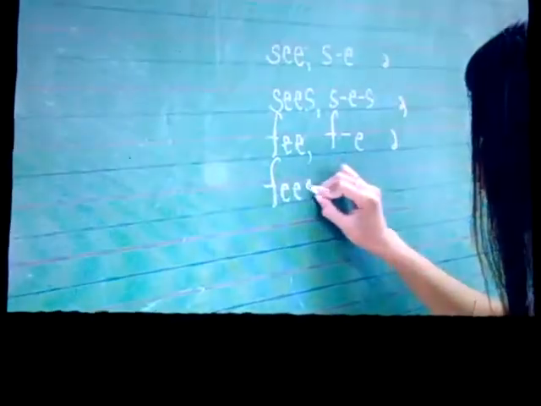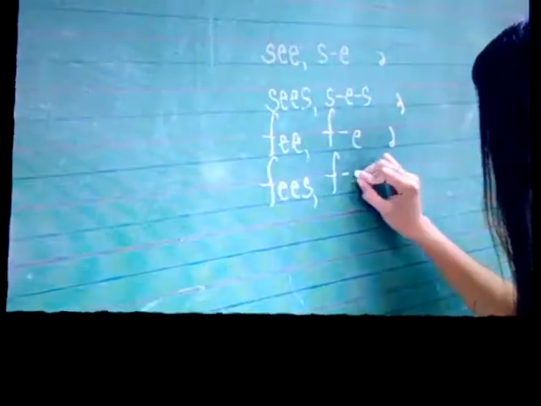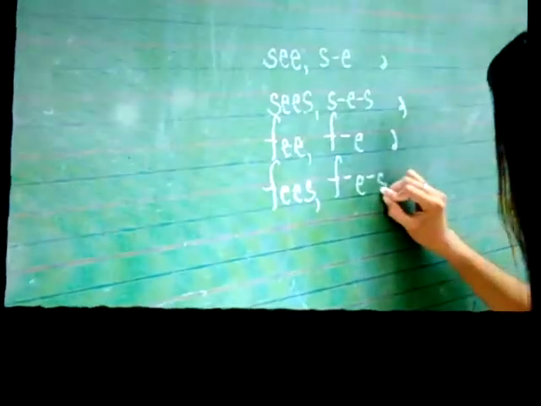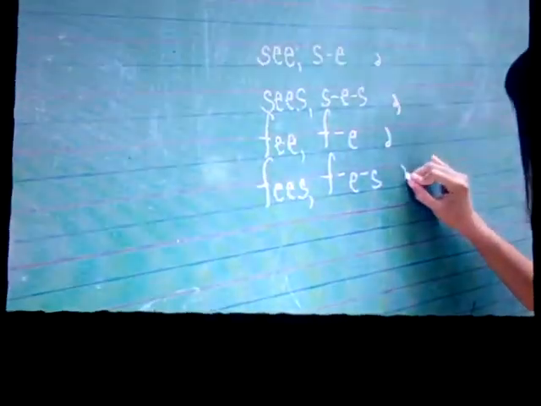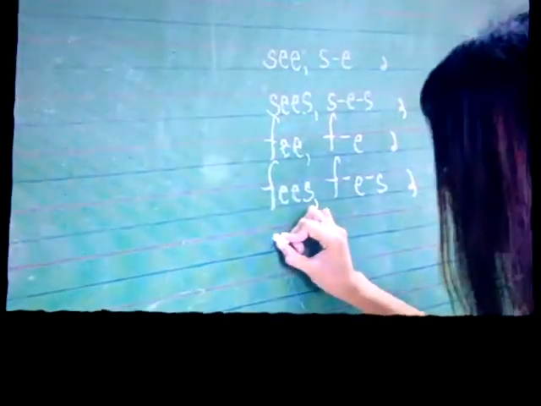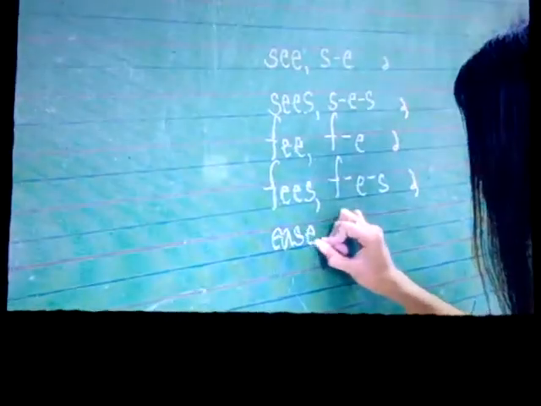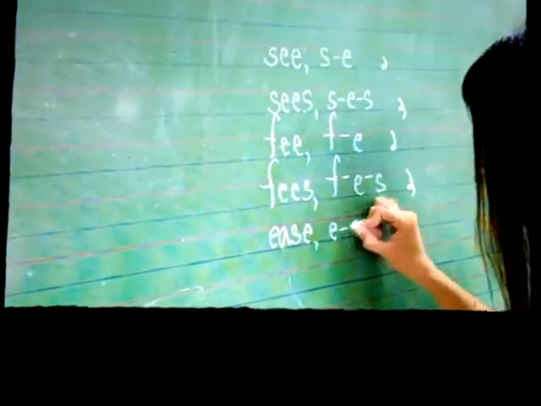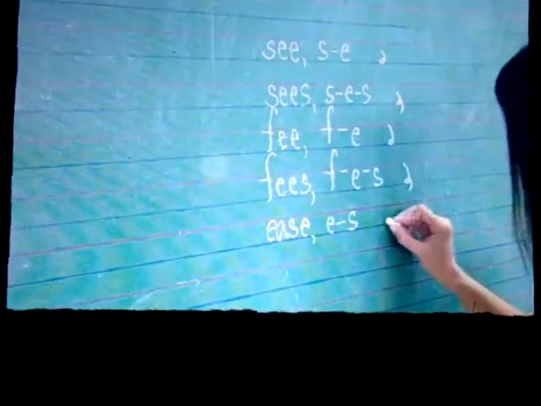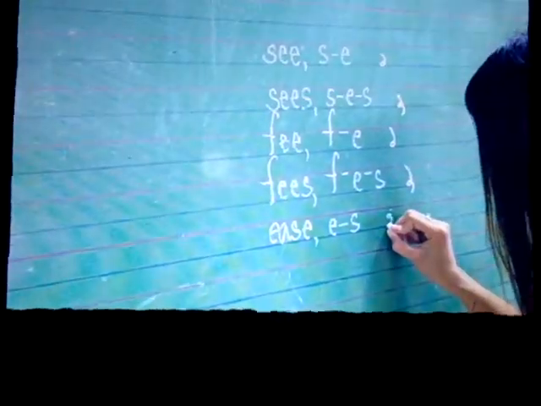Next is the word fees. Fees is represented by letter F, E, and letter S. So the stroke for this are the shorthand letter F, E, and letter S. Next is the word is. Is is represented by letter E and letter S. So the stroke for this is the shorthand letter E and letter S.